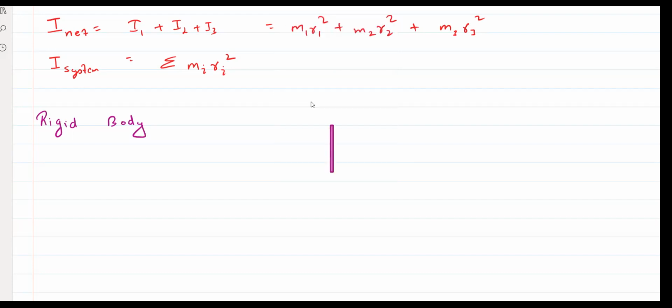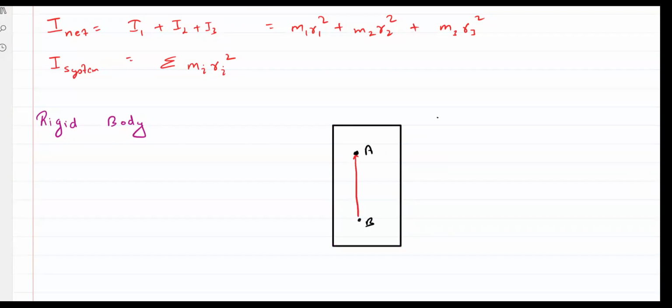Any two points in a body, if they will have unchanged distance, then it is known as a rigid body. So I can say relative position. Think about it. Suppose we have a point A and point B. Doesn't matter how you move this object, the relative distance between A and B will never change.